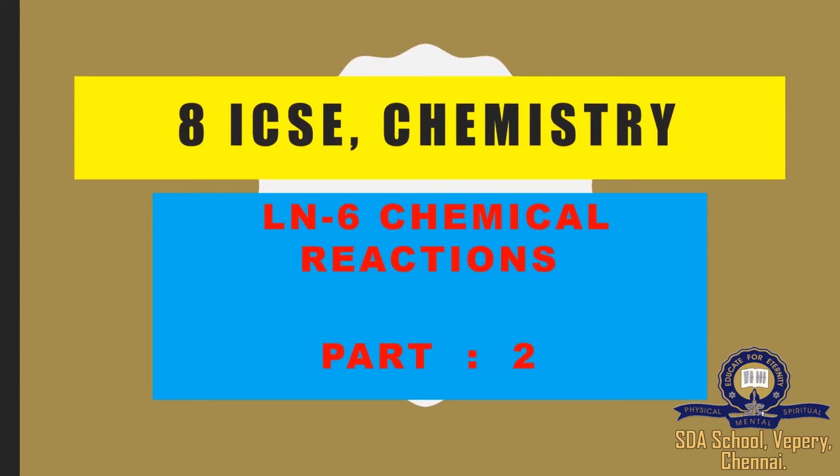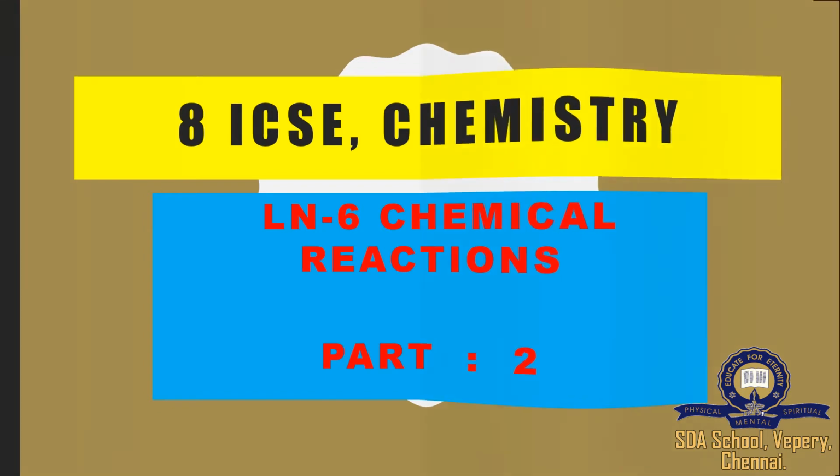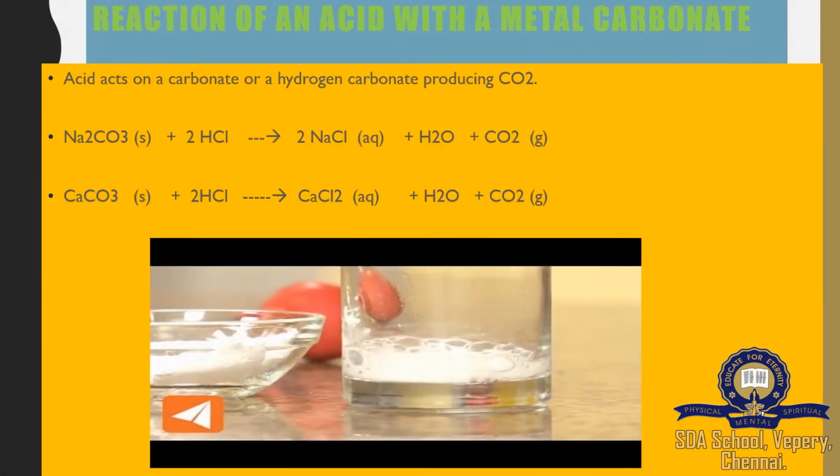Now we are in lesson 6, chemical reactions. This is our video session 2. Our heading is a reaction of an acid with a metal carbonate. When an acid acts on a metal carbonate or hydrogen carbonate, it produces CO2 along with it.